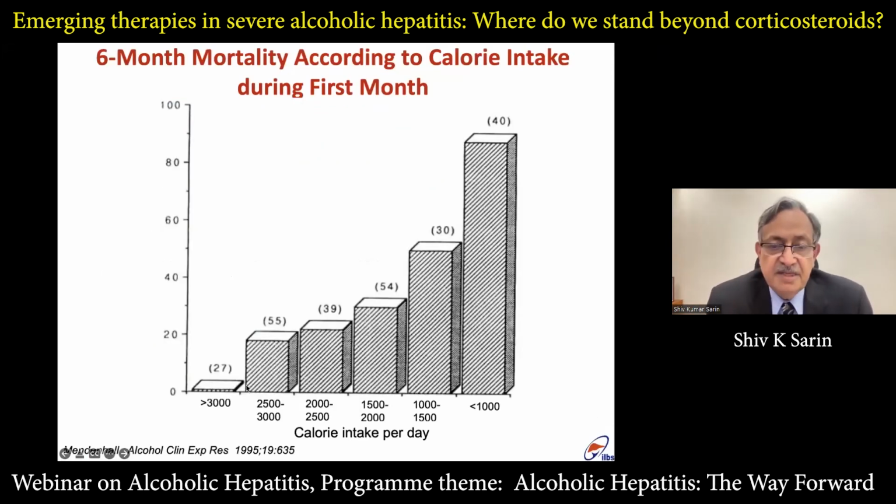This is that famous Mendenhall study. If you give more than 3000 calories, everyone survives. If you give less than 1000 calories, almost everyone dies. This may be simplistic, but it gives you a message that the high calorie people survive.